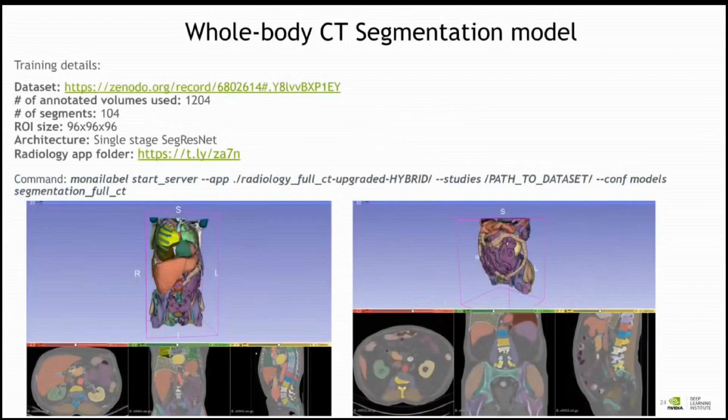The other one is the whole body CT segmentation. For this, we use the TotalSegmentator dataset. We reorganize the dataset in a way that MONAI Label can consume it. This is a bit old. When the TotalSegmentator came out, we trained the model. The radiology folder is public, so you can download it if you want. And there is this command to start the whole body CT segmentation model. And yeah, for that we segment the 104 organs that are available there.